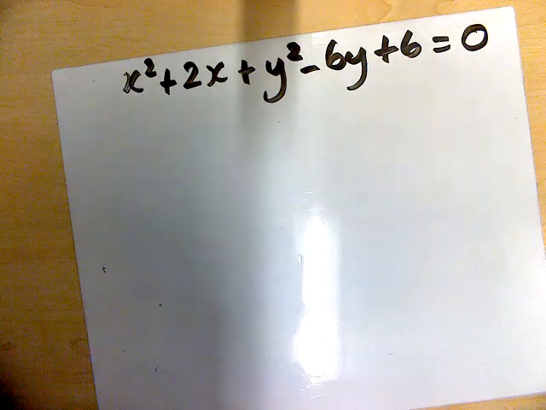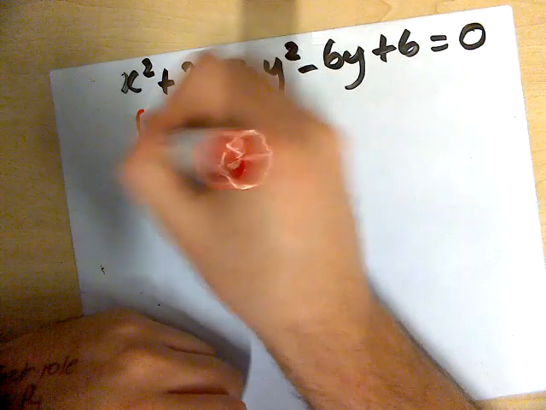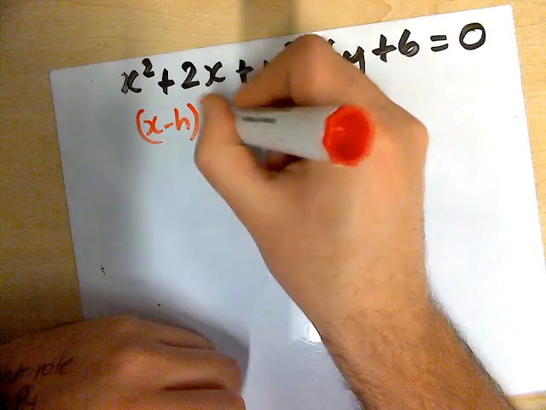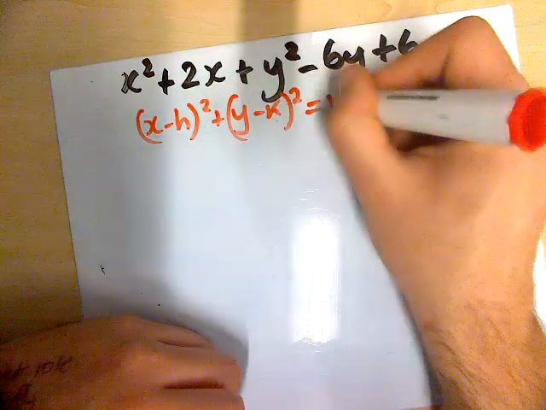Now we want to express this in our general form. So remember, our general form here is (x minus h) squared plus (y minus k) squared equals r squared.